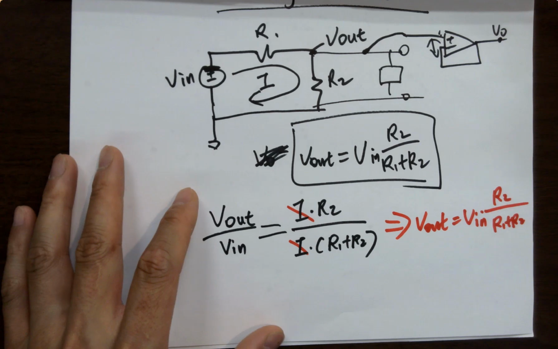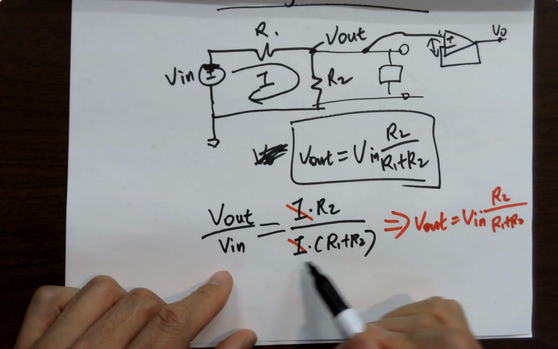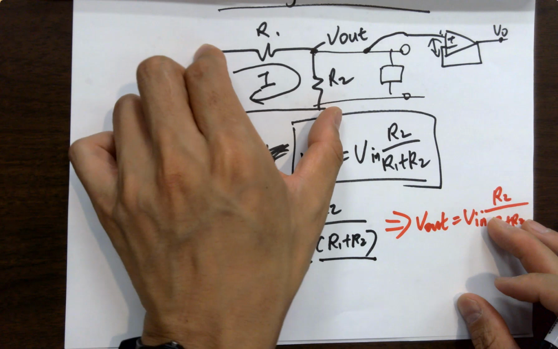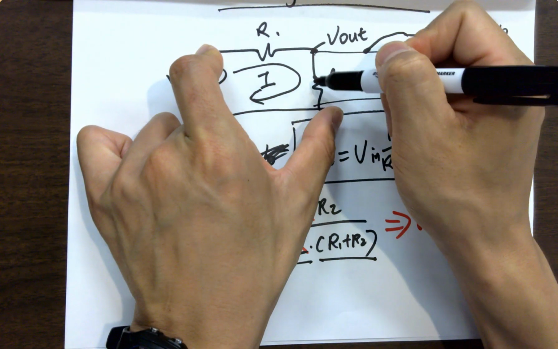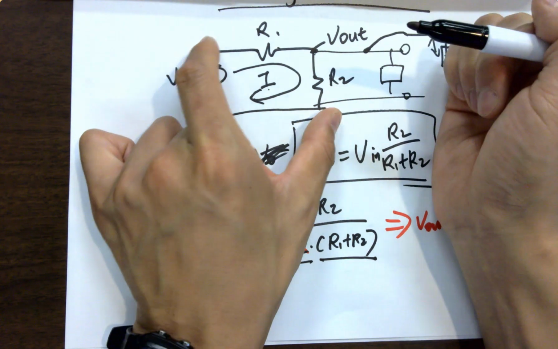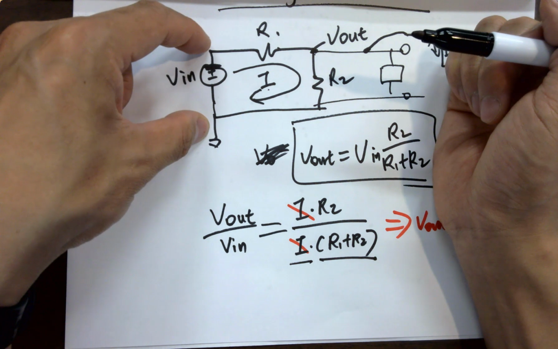Why did you make Vin R1 plus R2? Because Vin is I times R1 plus R2, because this is the voltage across these two resistors. And you got one I here, so one I flows through the two resistors in series. That will be I times R1 plus R2, the voltage of these two nodes. And it's the same voltage as the Vin.